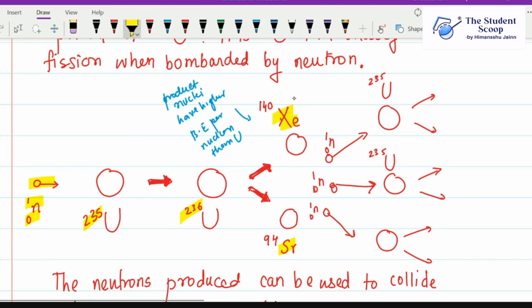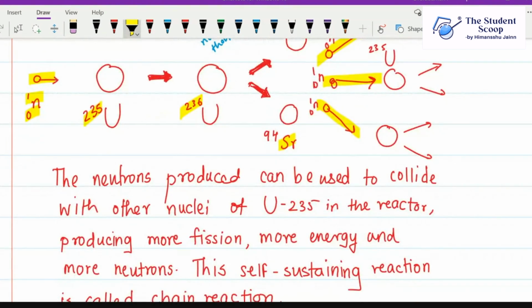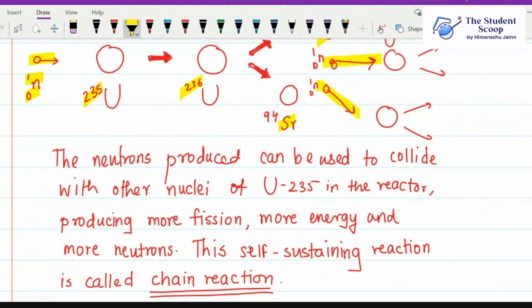Now, the main key feature is that the neutrons released in this reaction will collide with other uranium atoms and make them split further, and it will start a chain reaction. This is a self-sustaining reaction where one reaction provides the fuel for another reaction, and more energy and more neutrons are released in a short span of time, which creates, as I mentioned, a nuclear bomb. If we can control this energy, it will be usable.